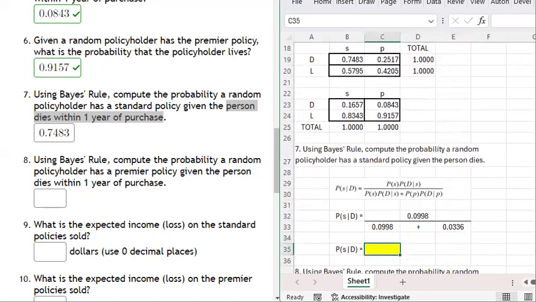Okay, so the first part of Bayes' rule is computing these individual products, and there are 3 of them, with 2 of them being the same. The next is to do the arithmetic. So I'm dividing this by the sum of these 2 down here in the bottom, and I get 0.7483, which is exactly what that is, right?